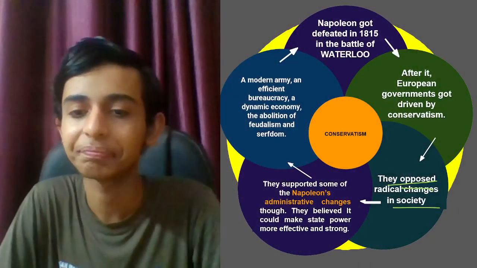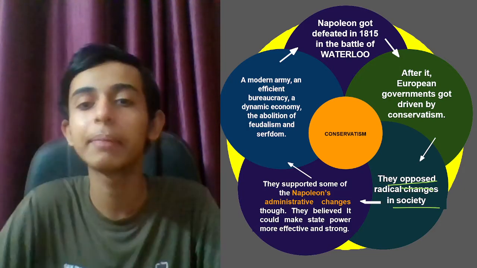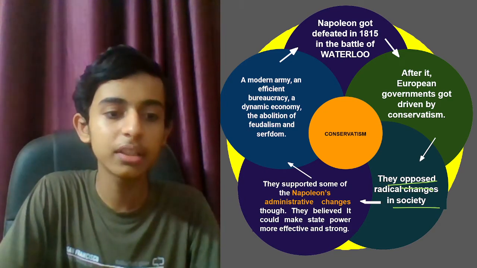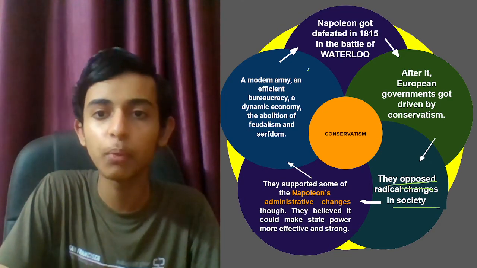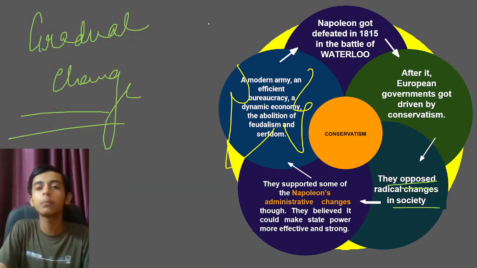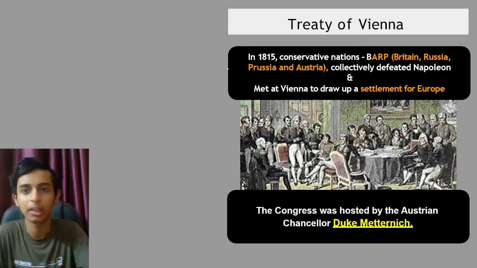Okay, let's see what happens over here. A modern army, an efficient bureaucracy, a dynamic economy, the abolition of feudalism and serfdom. So what they thought, this would make their rule more rational, more efficient, okay, and they would get more power. So it is just about power, this whole concept.